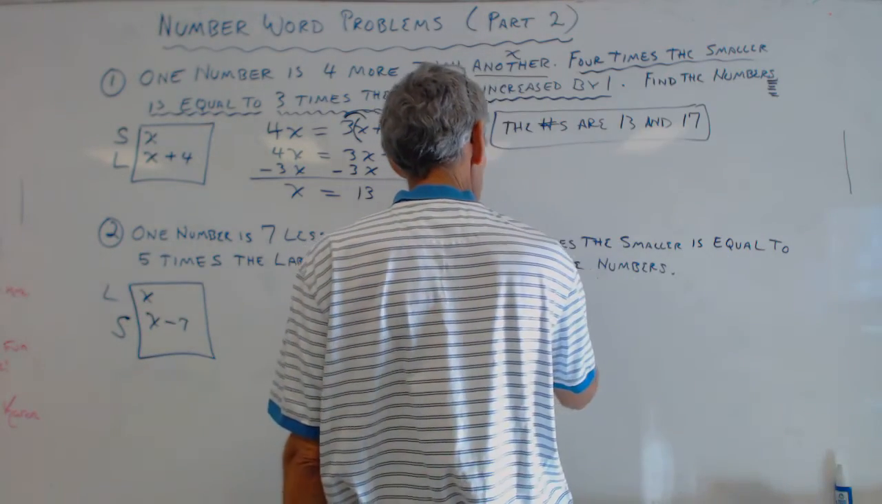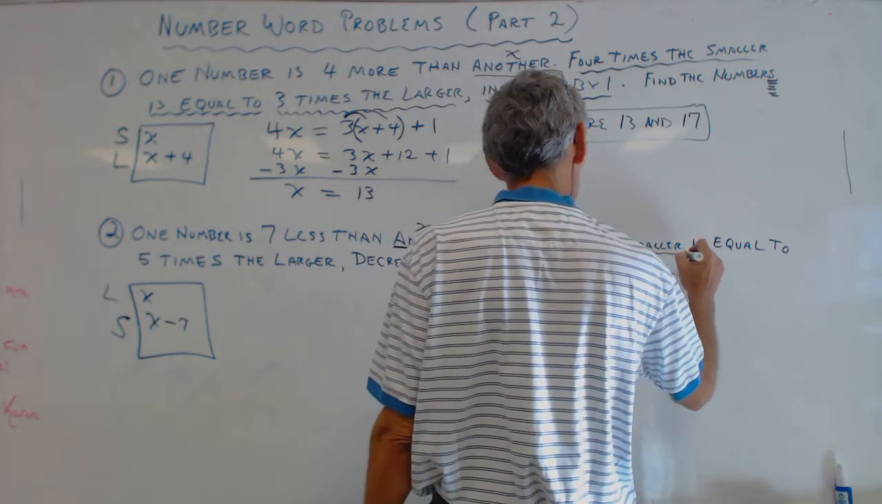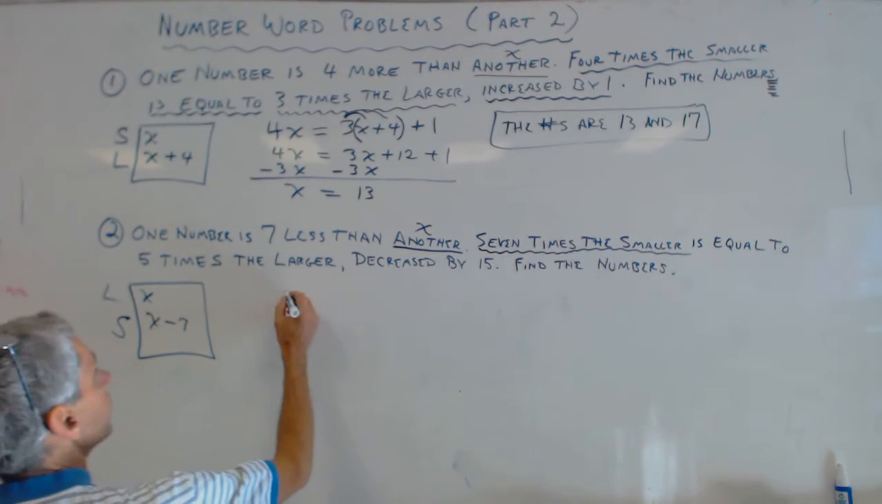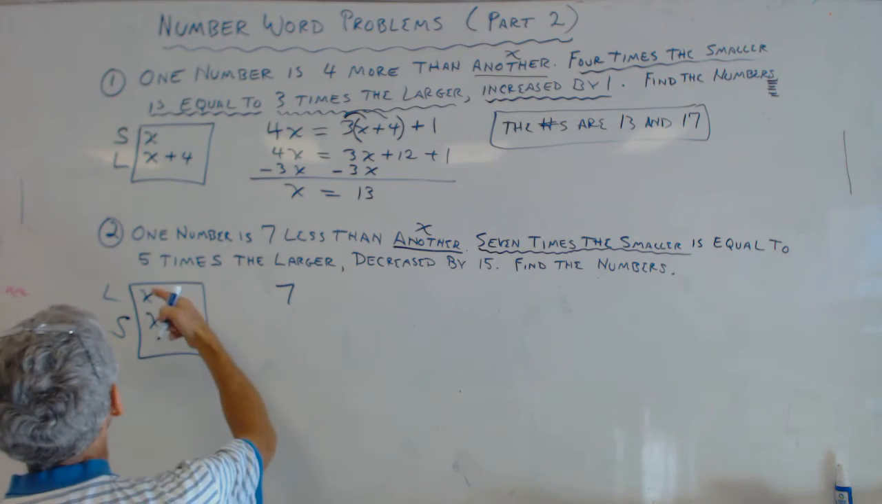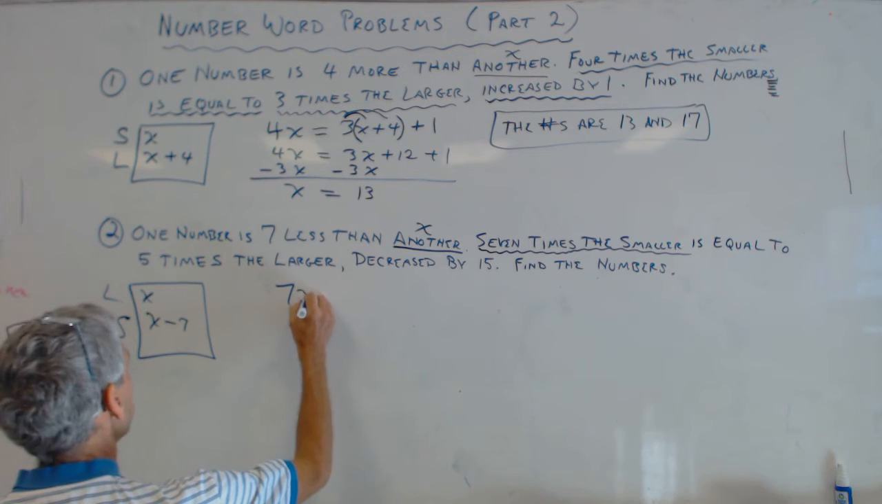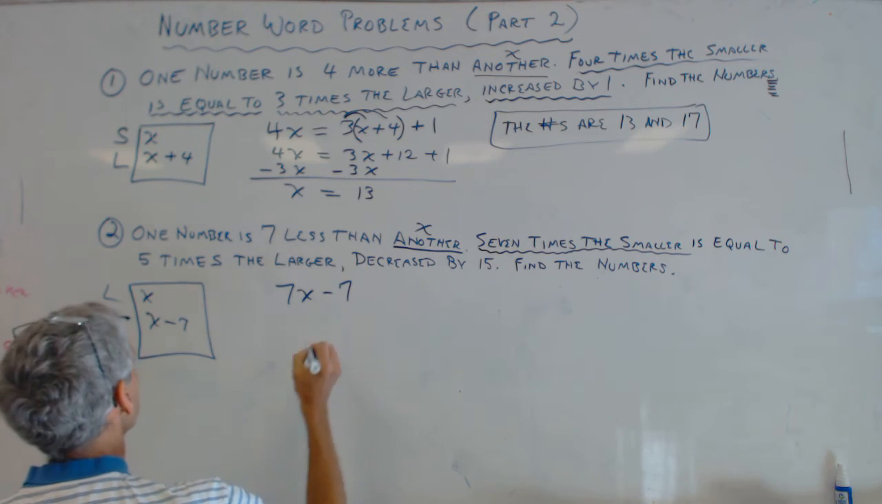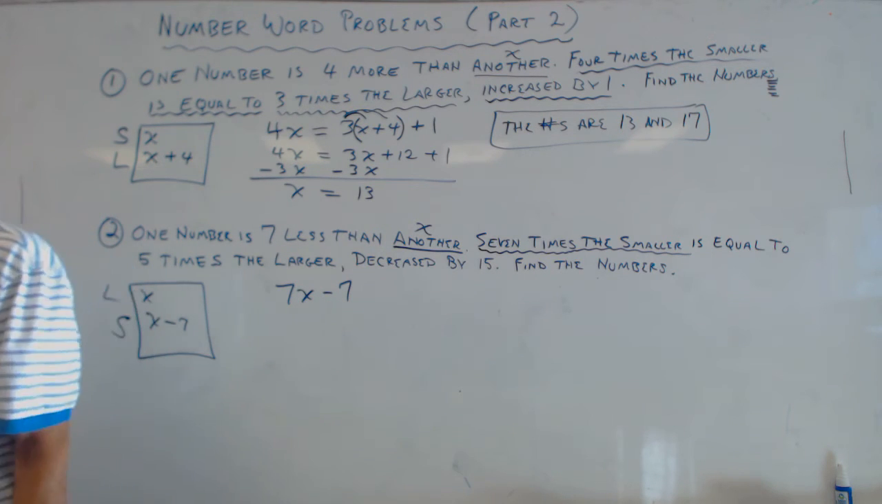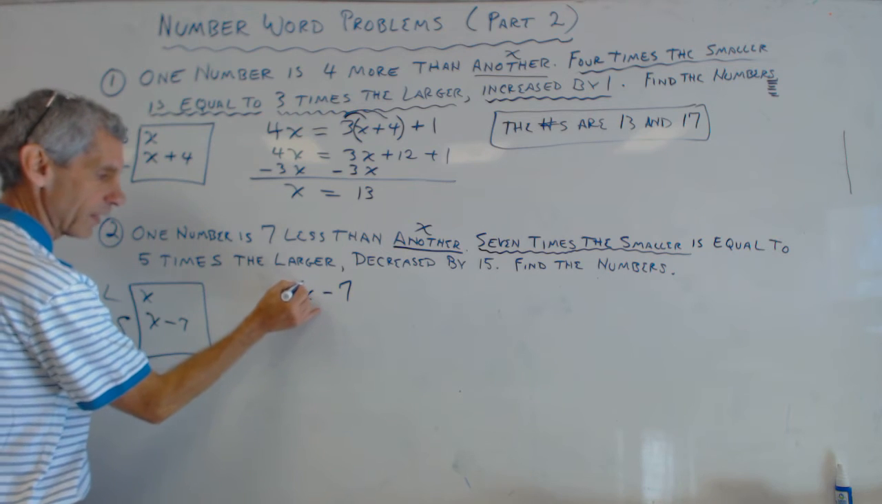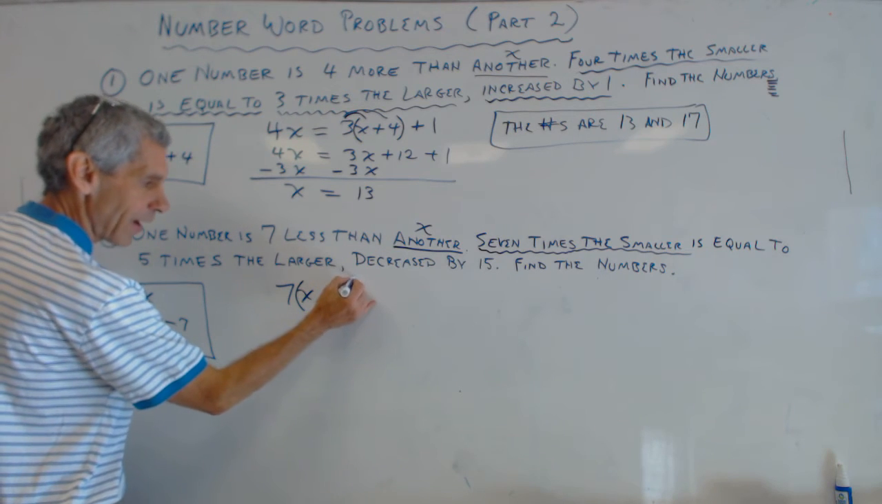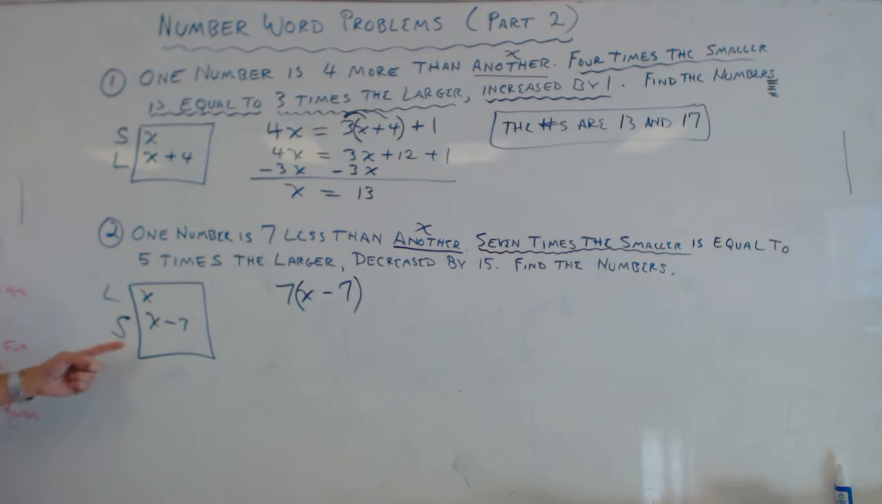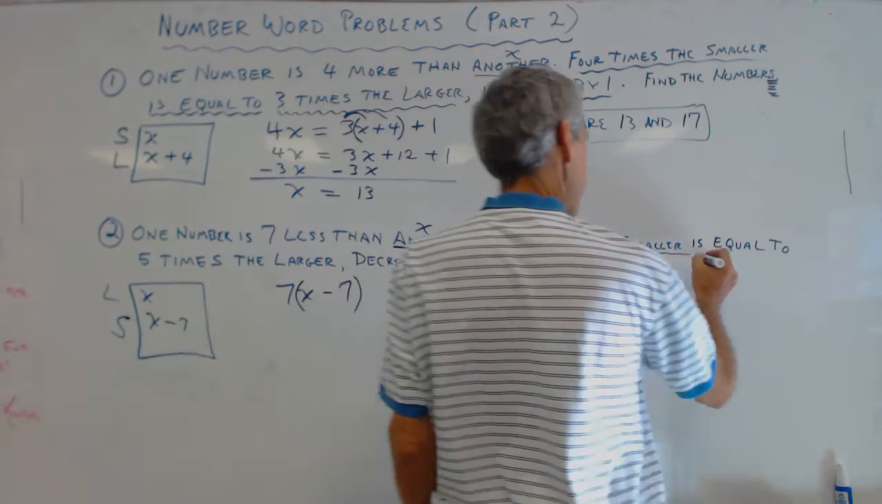It says 7 times the smaller. So I'm just going to underline the things I know I can write. 7 times the smaller, so I have 7 smaller. Oh, 7x minus 7, right? No, you have to put parentheses on the X. Oh, I have to do the parentheses again. 7 times this binomial, right? 7 times the smaller is equal to, what would I put for that?